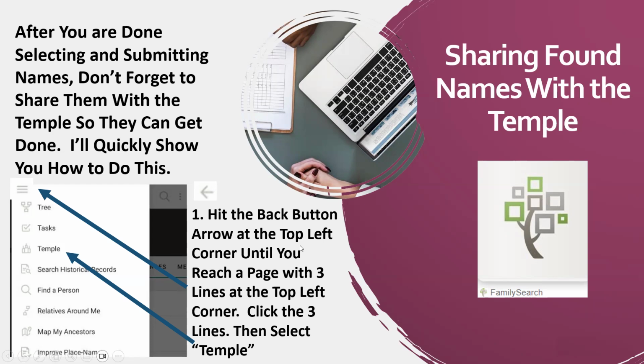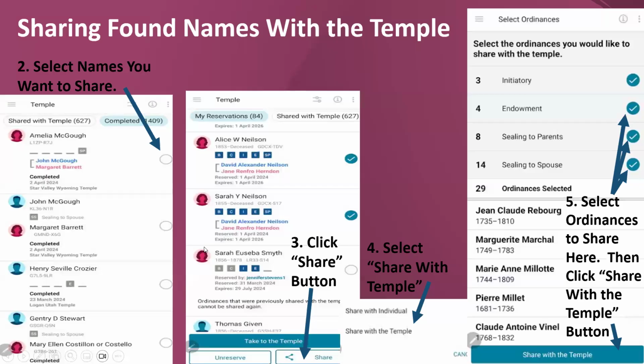So you want to hit the back button arrow at the top left corner until you reach a page with 3 lines at the top left corner. Click the 3 lines, then select temple. So we are sharing our discovered names with the temple. So select the names that you want to share and then click the share button that looks like this.